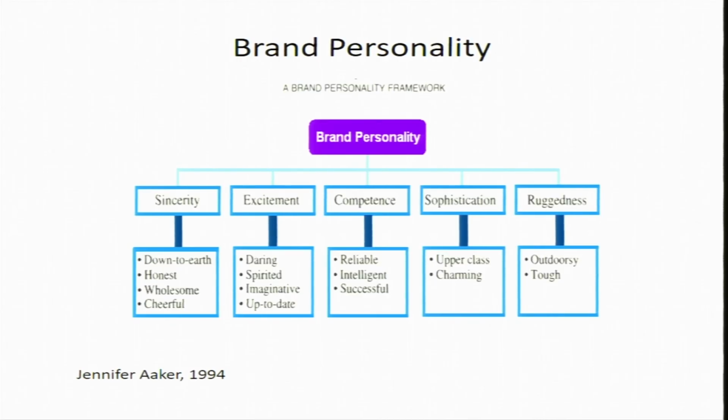And then the final dimension, which is ruggedness. What comes to our mind is mud, being an off-roader, liking to be outdoors and playing a little roughly and so on. Ruggedness is also one dimension that she gave to the brand personality scale, and she defined ruggedness as having 2 items: one being outdoorsy and the second being tough.